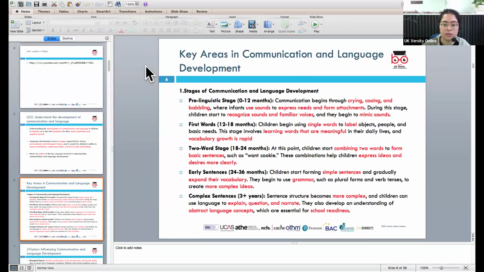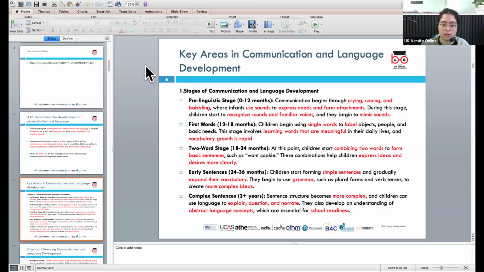Infants use these sounds to express their needs and they form attachments. This is the stage where they start forming attachments. And during this stage they also start recognizing sounds, familiarize themselves with voices, and begin to mimic sounds. It's their way of communicating.